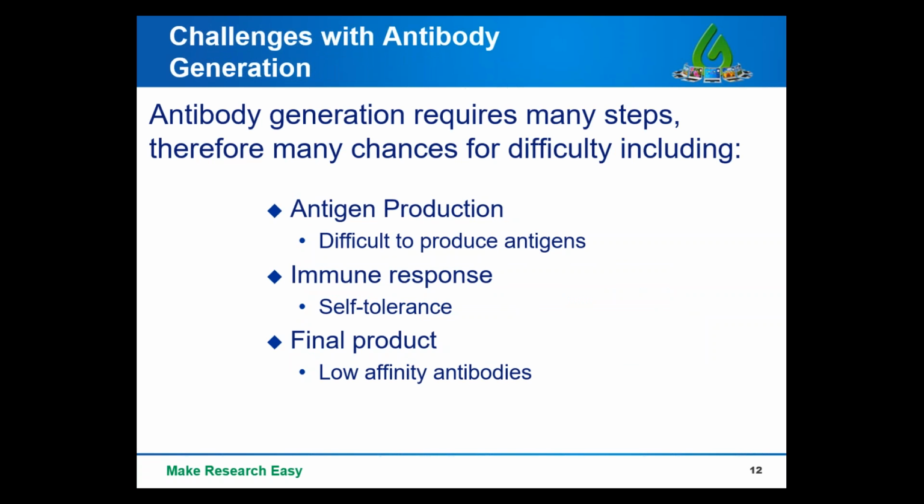Here we see three typical issues that come to mind when thinking about antibody generation. First, creating a sufficient amount of appropriate antigen can be challenging. Second, generating a significant immune response to an antigen with high homology or self-tolerance could prove difficult. And finally, even if enough antigen is generated and appropriate immune response is created, the resulting antibodies could have low affinity for the target. Let's take a look at each of these issues independently.